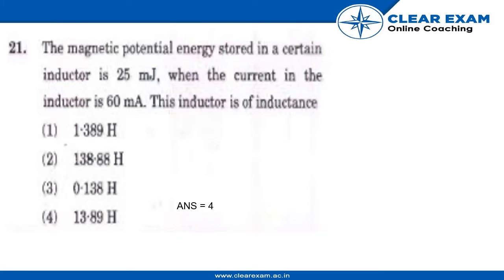Hello guys, we have a question here that says the magnetic potential energy stored in a certain inductor is 25 millijoule when the current in the inductor is 60 milliampere. So we have to find the inductance of that inductor. Okay, so the correct option is the fourth, that is 13.89.